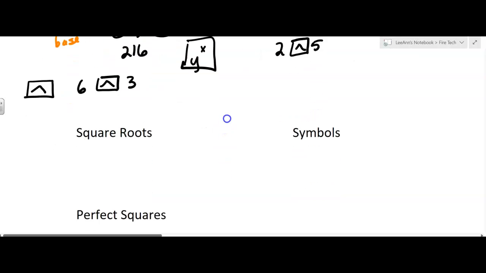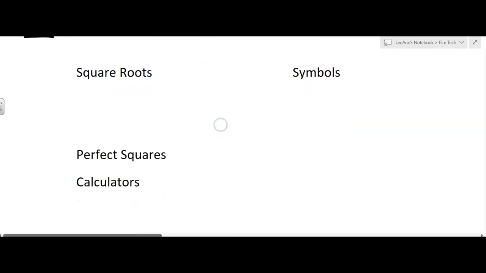All right, now we're going to talk about square roots. The square root symbol is a radical sign that looks like that. And you have one on your calculator, on your scientific calculator. Okay, I'm not going to waste your time here.